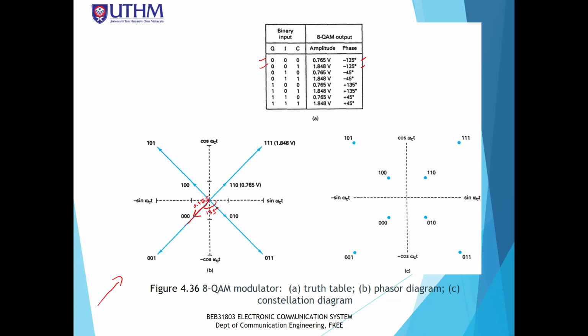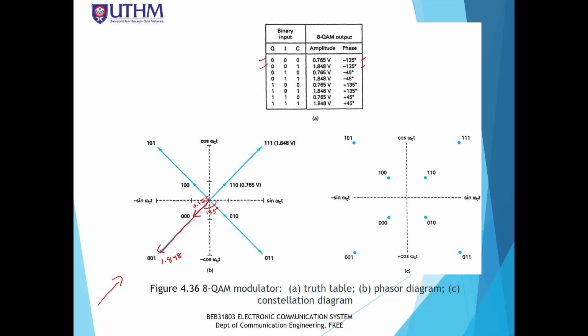And for the second input, the 001 input, we produce the output again at negative 135 degrees, but a different amplitude, which is 1.848. So you see from here, we learn that for each phase, we produce two different levels of amplitude. So this is what we call QAM. There are phase changes and there are amplitude changes.